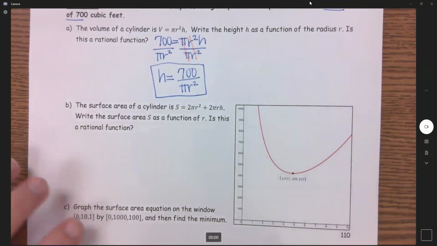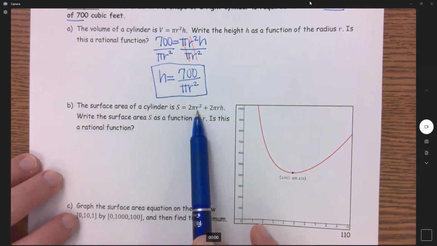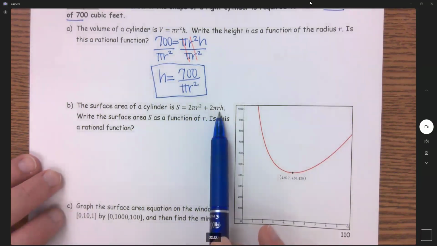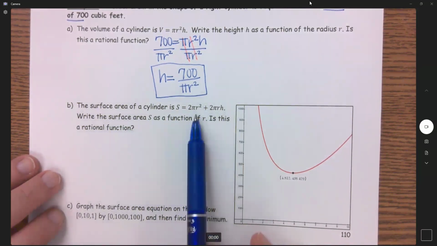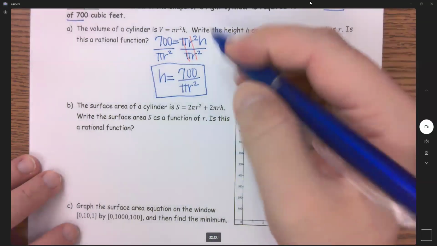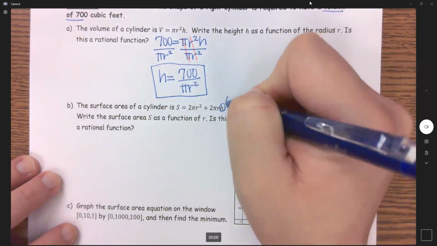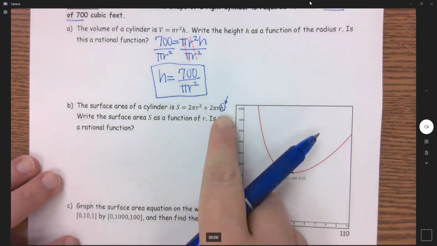Part B goes on to say that the surface area of a cylinder is S equals pi r squared plus 2 pi r h. We need to write the surface S as a function of r. Right now, this is kind of a function of r and h. So I need it only in terms of r. Well, luckily, I know what h equals. h equals 700 over pi r squared. So we're going to substitute that in here.